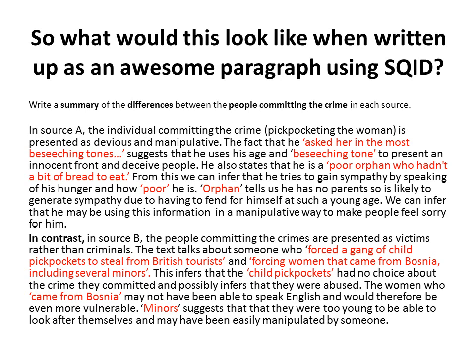From this, we can infer that he tries to gain sympathy by speaking of his hunger and how poor he is. Orphan tells us that he has no parents, so is likely to generate sympathy due to having to fend for himself at such a young age. We can infer that he may be using this information in a manipulative way to make people feel sorry for him.